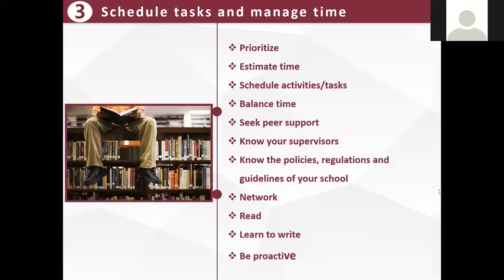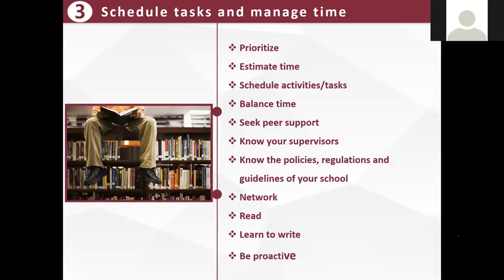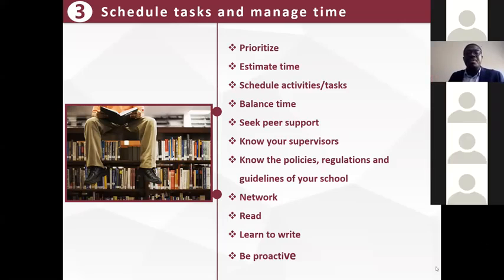Then estimate the time as we saw in the previous slide. Schedule your activities and tasks in a very logical manner. You don't schedule in such a way that they will cross over, but in a very logical sequence. Then balance your time, your leisure time, and then the time that you allocate for your work. Because one of the things that really affects postgraduate students is stress and burnout. It is important that as much as possible, we try to balance our time.